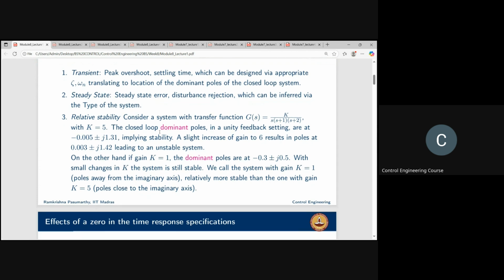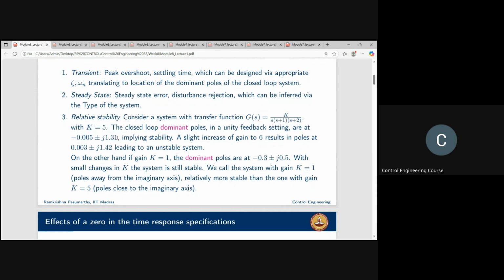Now let's consider this system. G of s is K by s into s plus 1 into s plus 2. So here the K is the only single varying parameter, design parameter. So you will obviously use the root locus. Now, what you have here is these turn out to be the closed loop dominant poles. So they are stable because they are on the left half of the S plane. Okay. And now they are saying a slight increase of gain K to 6 results in poles which are here now, which makes it unstable. So if you choose K equal to 5, you get stable.